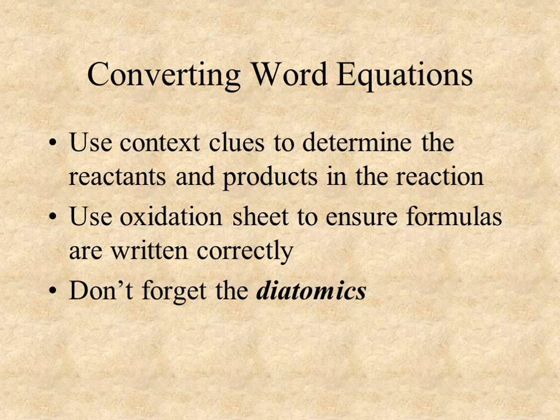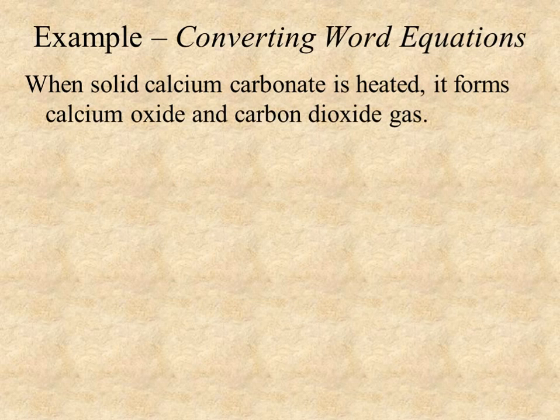And we need to remember that anytime we have an element that's all by itself, we need to double check, is it one of those 7 diatomics? And if it is, we automatically put a 2 as a subscript. If it's not a diatomic, then it can stand alone on its own. So if we take a look at an example, we have the statement, when solid calcium carbonate is heated, it forms calcium oxide and carbon dioxide gas.